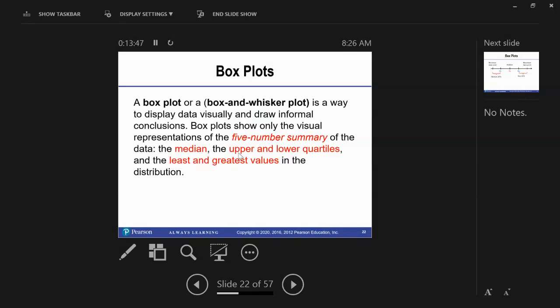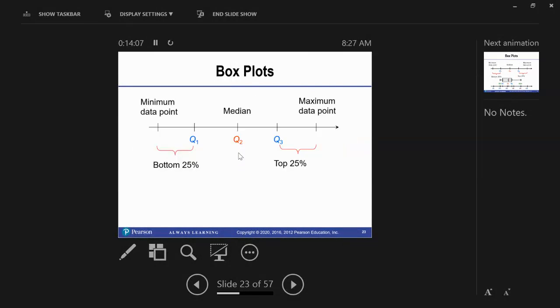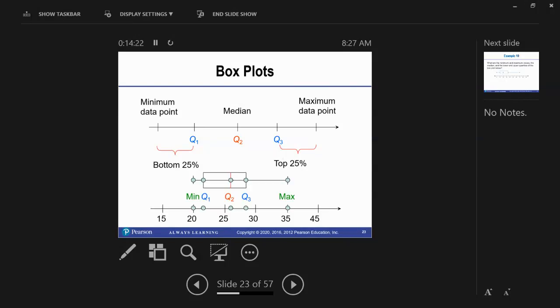I've written these in red. The 5 things that you're going to put in your box plot are the median, the upper quartile, which is your Q3, the lower quartile, which is your Q1, and then the least value and the greatest value. So those are the 5 things that you will have in a box plot. Here they are listed in more of a visual: your minimum, your Q1, your median, which is sometimes called your Q2, your Q3, and your maximum.